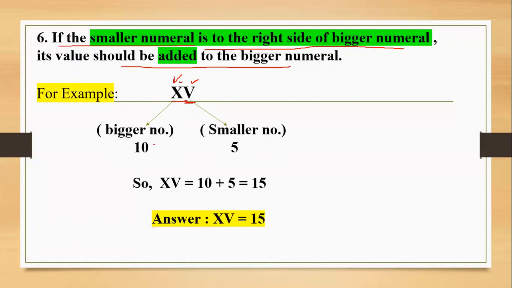So X is representing 10 and V is representing 5. The smaller number comes on the right side, so we have to add. So 10 plus 5 is 15. So we will write XV is equal to 15. This is the correct way of writing. Children, whenever you are working in the notebook, you have no need to show the addition. You have to just directly write the answer.